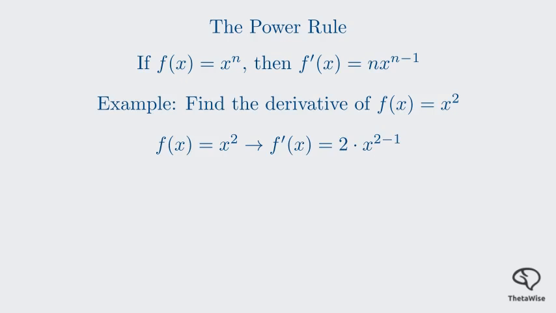2 minus 1 is 1. So the derivative of x squared is simply 2x. That's it. We just found the instantaneous slope of the curve y equals x squared at any point x with one simple rule. That's the power of calculus.